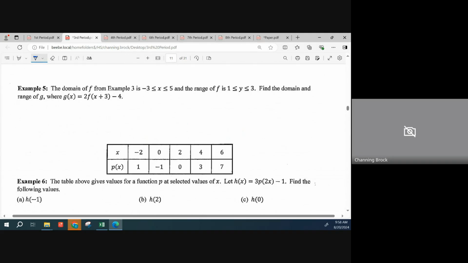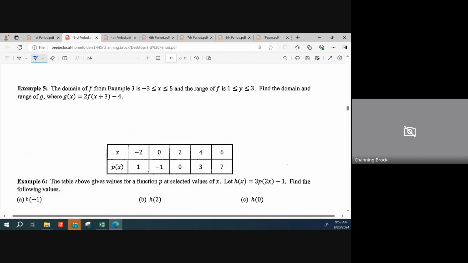5. Okay, so for 5, what they do is they give me the domain and the range. And this says it's the same graph as example 3. But in all honesty, you don't need to see the graph to do this question. So they tell me the domain is from -3 to 5. And then my range is from 1 to 3. And it wants to find the new domain and range for the transformed function. So we had f, and they did some transformations to f.